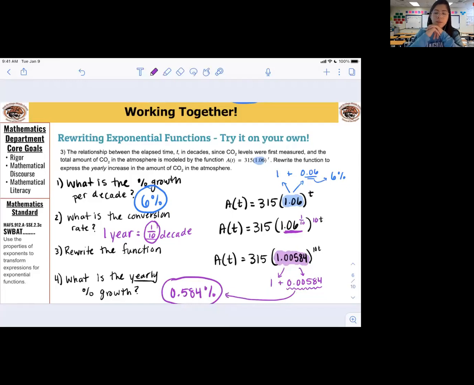Okay, so 0.00584, it's a tiny, tiny little decimal, right? That's representing the yearly rate, so this is 0.584% per year. And that makes sense, right? Because we started with decades, we had 6% per decade. When you bring it down all the way to years, it's a much, much smaller number, 0.584.